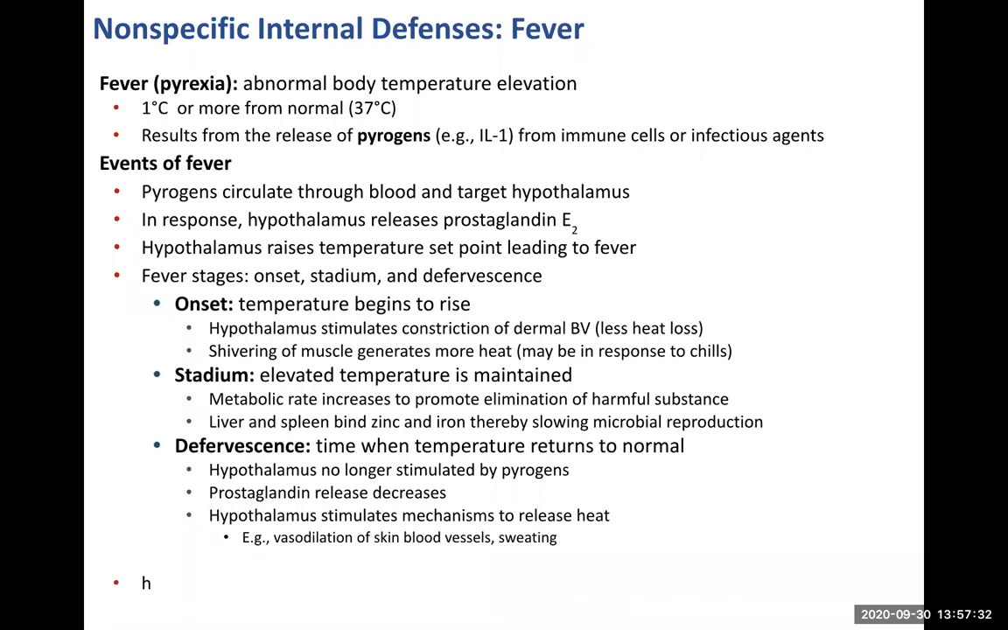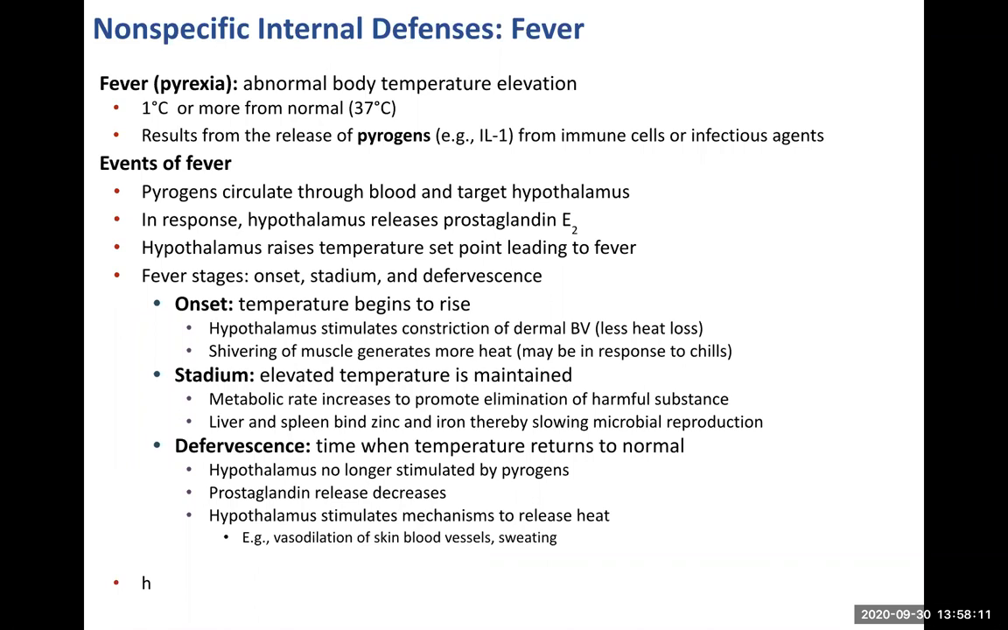After onset, we have what's called stadium. During the fever, stadium is when that elevated temperature is maintained. During stadium, we get, again, increases in enzymatic activity, and metabolic activity is increased. Also during stadium, the liver and the spleen bind to zinc and iron, and they sequester zinc and iron, and that slows down microbial reproduction.